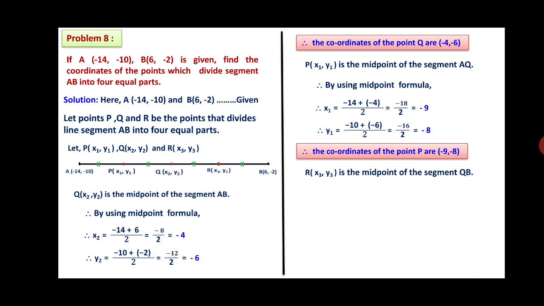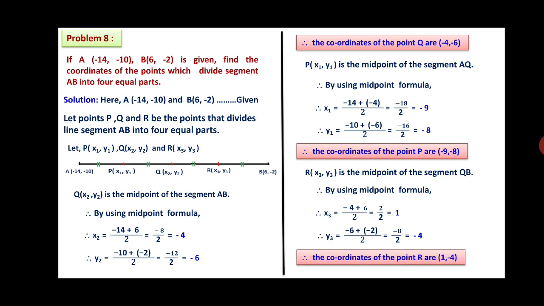Friends, again R, you see in the figure, R (x3, y3) is the midpoint of the segment QB. We have already calculated the coordinates of Q and we know B, so we can find the coordinates of point R. Now by using the midpoint formula, x3 is equal to minus 4 plus 6 upon 2, that is 2 upon 2, that is 1, and y3 is equal to minus 6 plus minus 2 upon 2, which is minus 8 upon 2, that is minus 4. So the coordinates of the point R are 1 and minus 4.